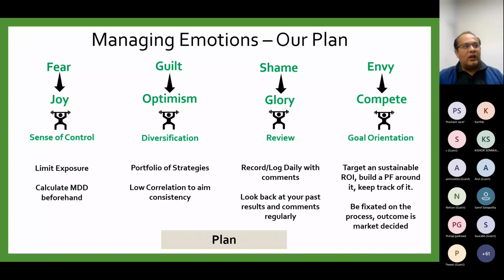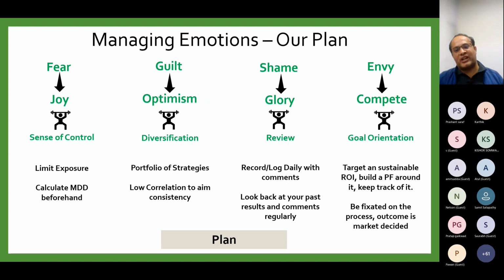So when we talked about our maximum drawdown, this is the first part of how do we control fear and joy with a sense of control? How do we bring a sense of control in our trading? We have to limit our exposure basis our max drawdown that we have calculated beforehand. Now there's another webinar that Nelson talked about, where we talked about how to build your portfolio. We can always go back to that webinar, and you can always revisit it and see how we built our portfolio by calculating our maximum drawdown.